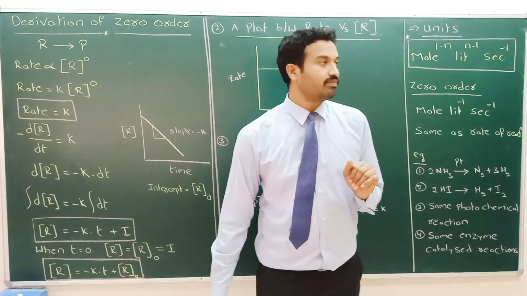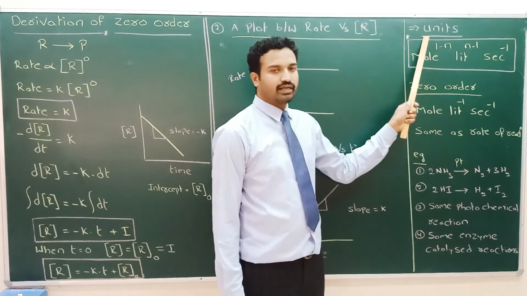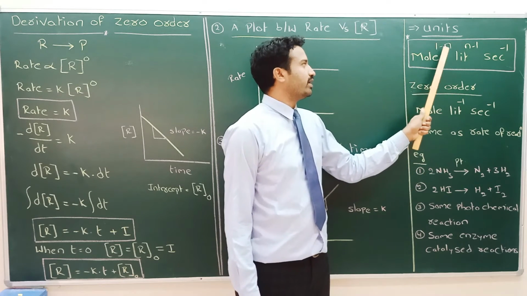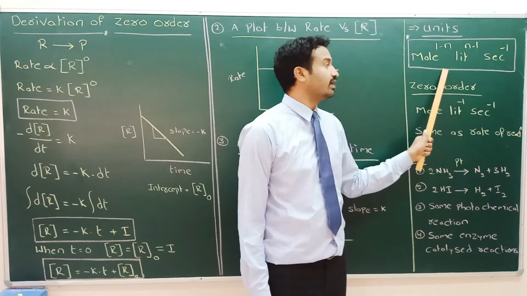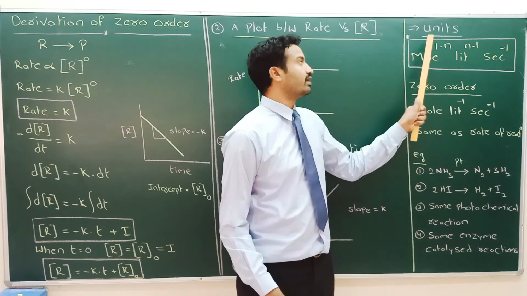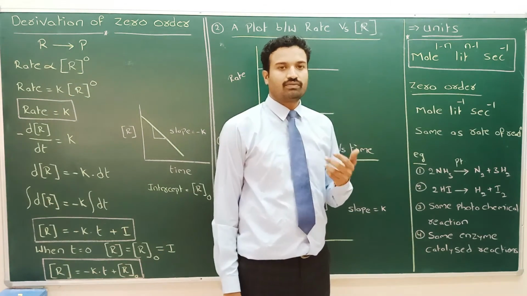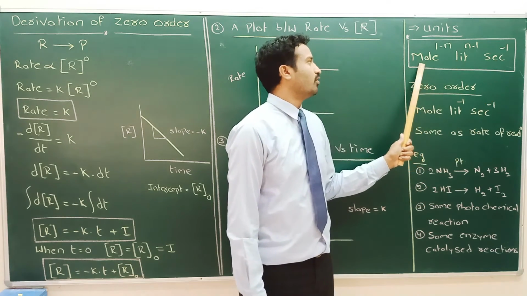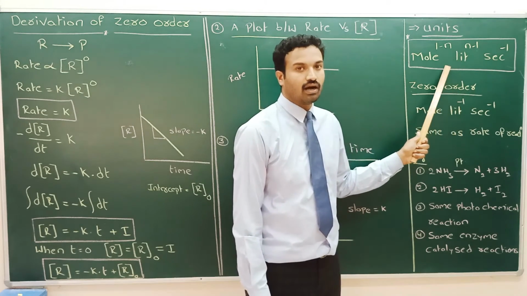Next we will see the units of a zero order reaction. To calculate units, one formula is there: mole to the power of 1 minus n, liter to the power of n minus 1, second inverse. This is the formula to calculate units of zero order, first order, and second order reactions. If we know the order, we can calculate the units of that order reaction. So the rate constant of zero order, first order, second order reactions can be calculated using this formula. Here n is called the order of a reaction.